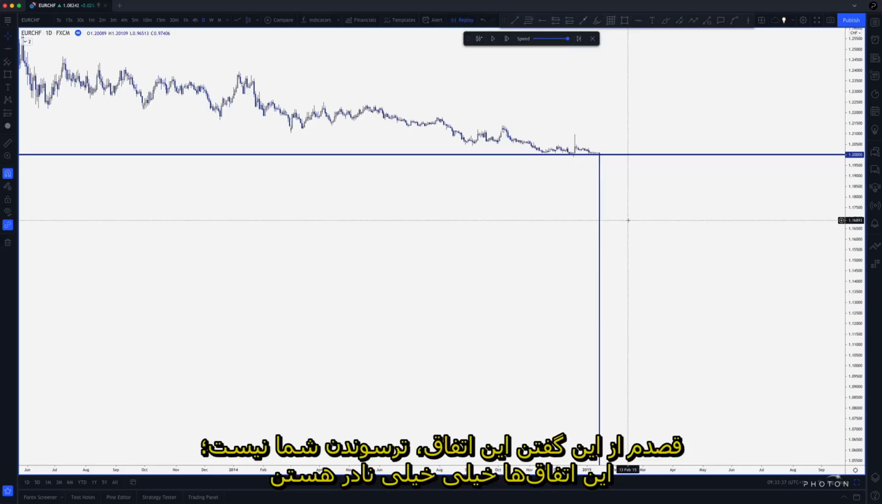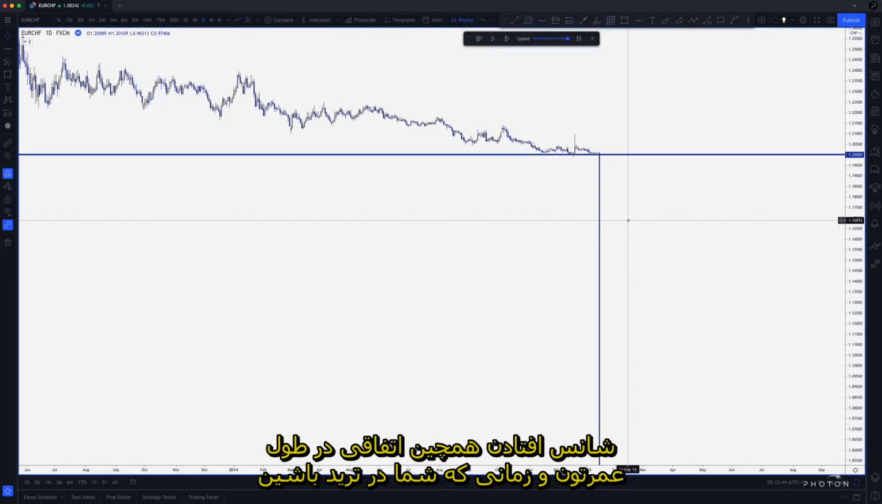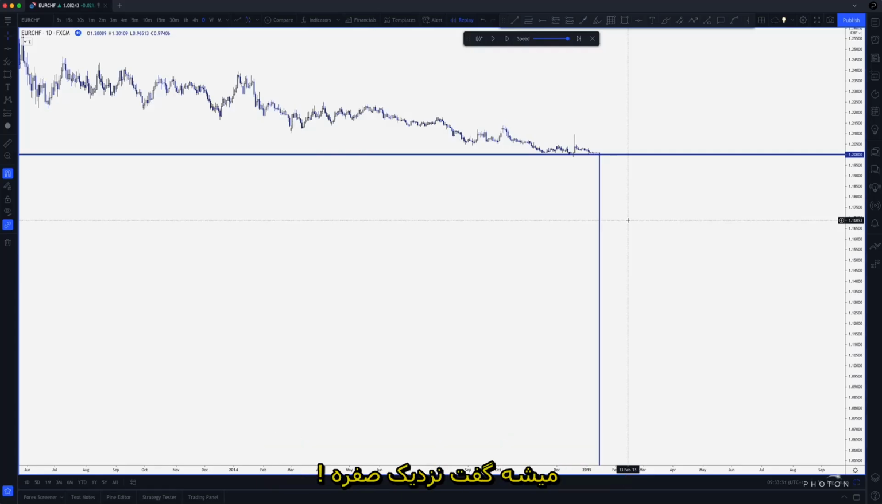The point of this isn't to scare you. These events are extremely, extremely rare. The chances of this happening in your lifetime, or even just whilst you happen to be in the charts, let alone whilst you're actually in a trade, is pretty much next to zero.